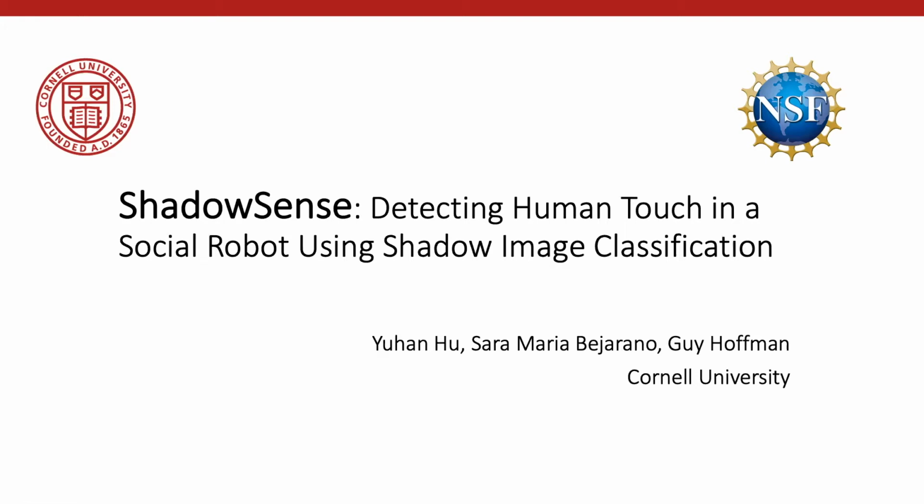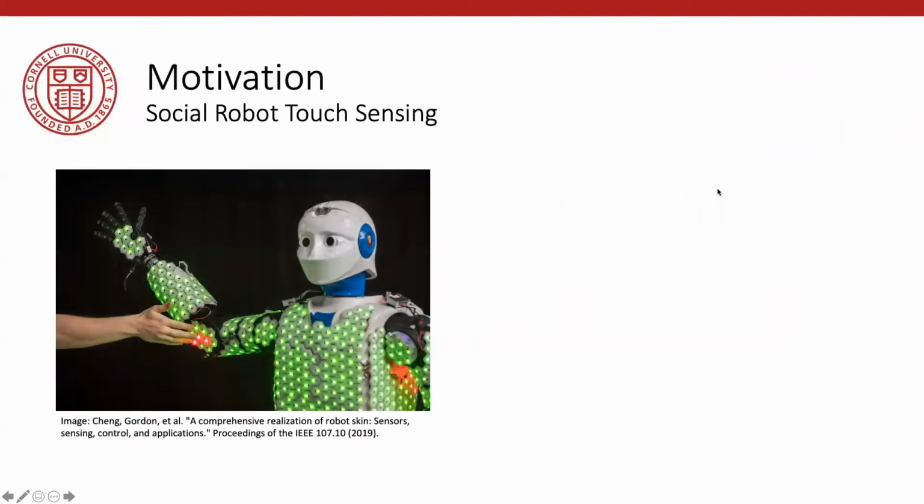Today I'll be talking about ShadowSense, detecting human touch in a social robot using shadow image classification. Let's begin with some background.